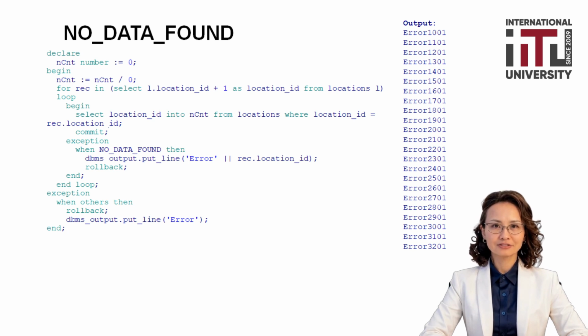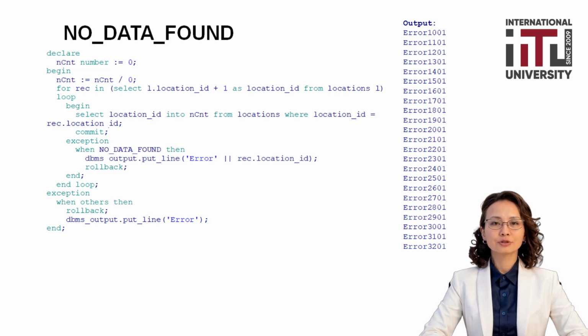If no data is found, the no data found exception is raised, a message is printed, and the transaction is rolled back. The outer block has an others handler, which catches any other errors, rolls back the transaction, and prints a general error message. This example shows how nested exceptions can manage both specific and general errors in PL/SQL, ensuring safe execution.